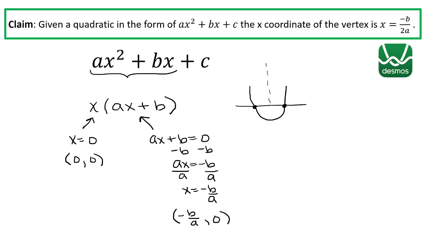The vertex is along the line of symmetry, so the x-coordinate of the vertex occurs halfway between the two x-intercepts. So when I think about my x-intercept being at 0 and at negative b over a, I'm going to add these two values together and then take half of it. This is going to give me negative b over 2a. So our x-coordinate of our vertex is negative b over 2a.